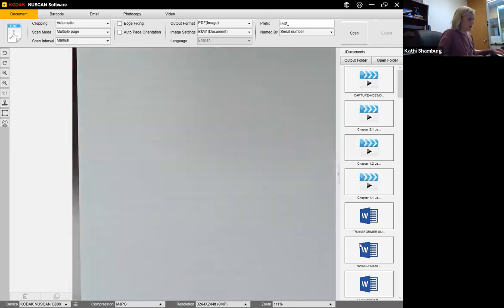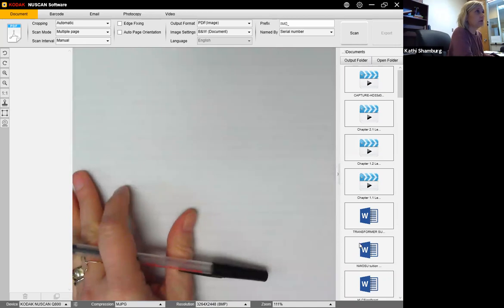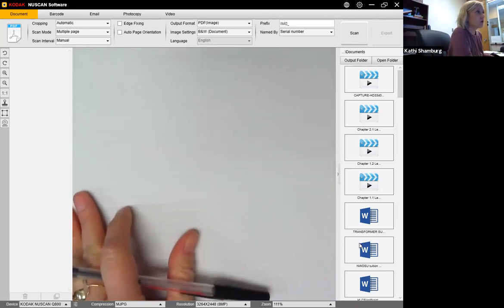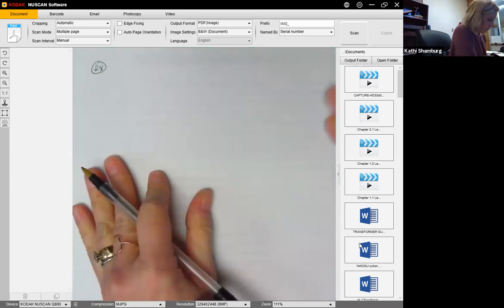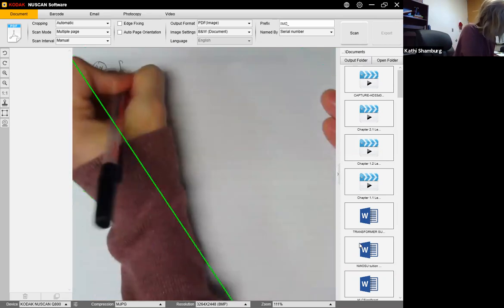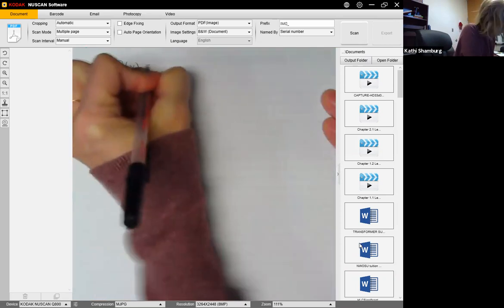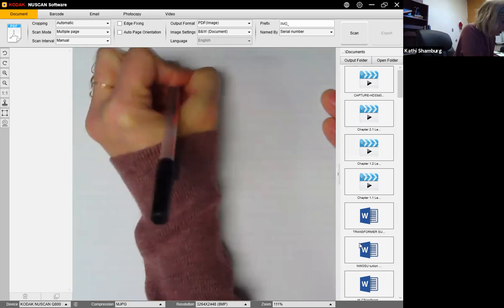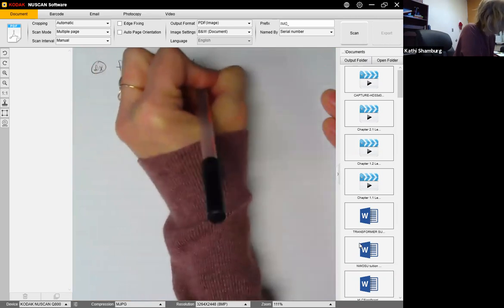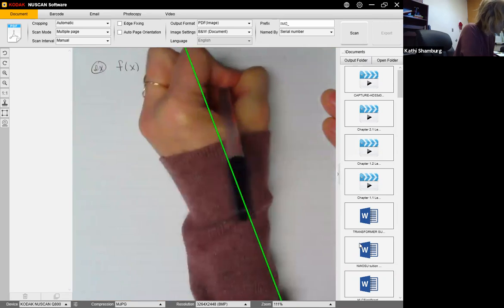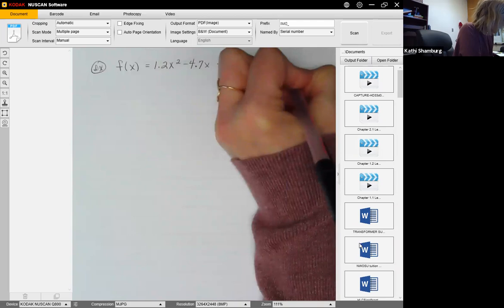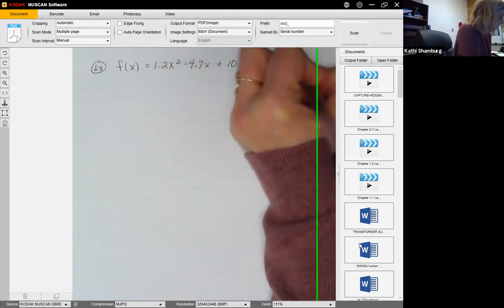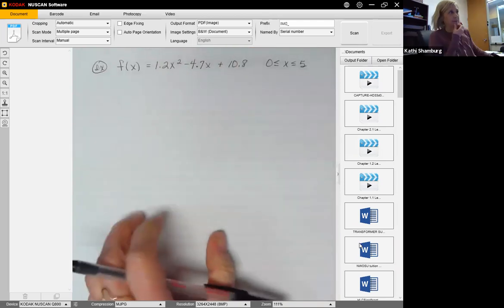So we are going to see how this works in an actual problem. So we're going to do an example. If we're given the function 1.2x squared minus 4.7x plus 10.8, and the domain is 0 and 5, any number in between.